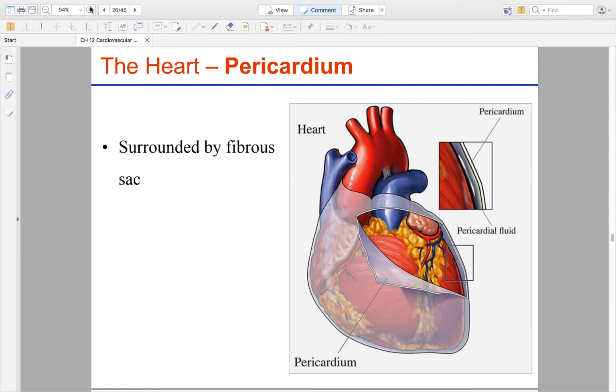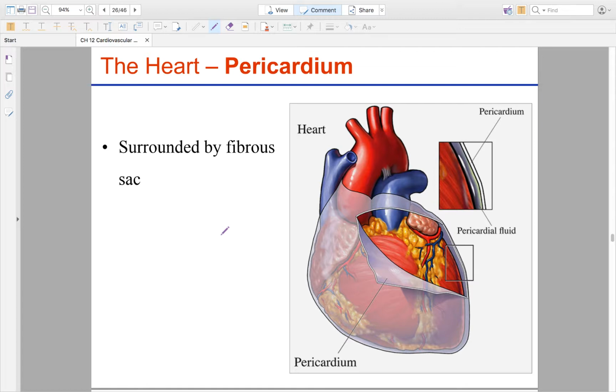Okay, this is part 3 of the cardiovascular system, and we are going to learn the heart. All right, the first thing is we're going to start with some tissue and layers, and then we'll go from there.